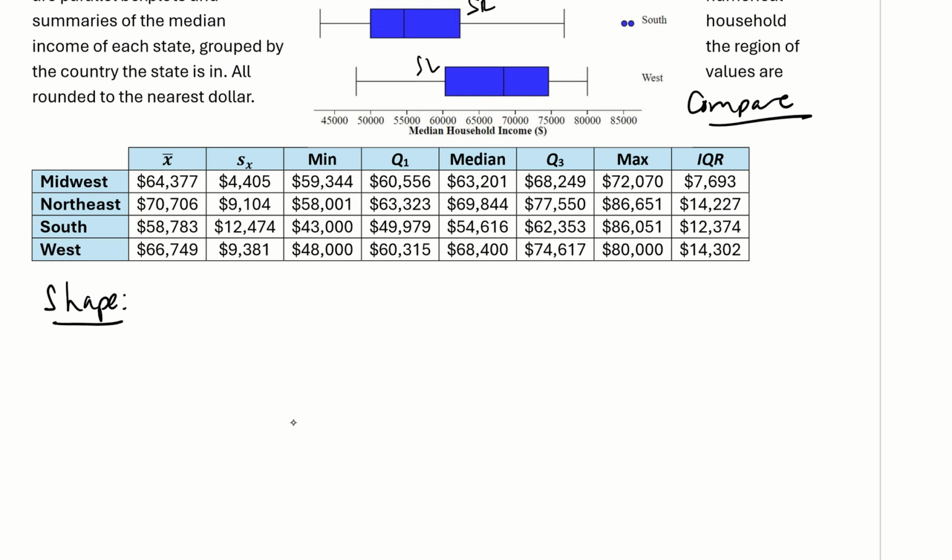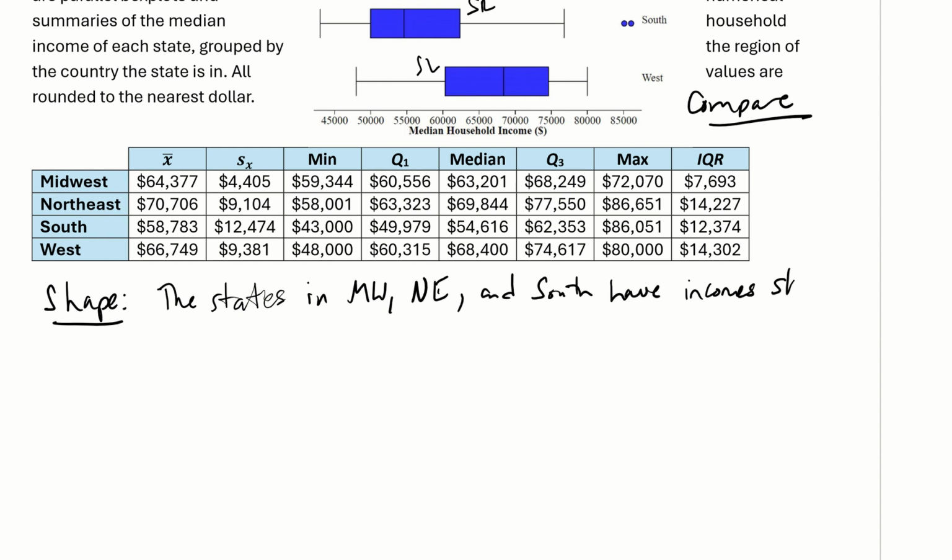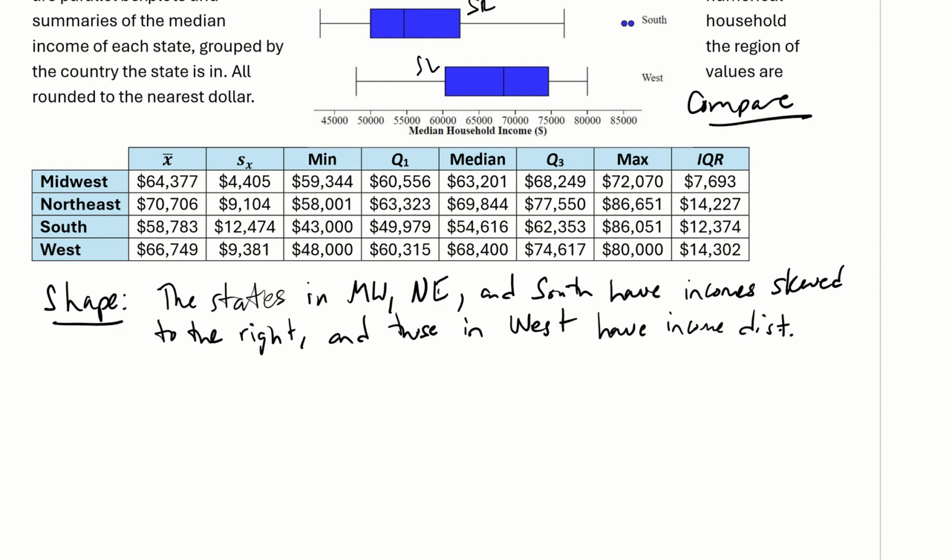Okay, so we're gonna say the states in the Midwest, Northeast, and South have incomes skewed to the right. And those in the West have income distribution skewed to the left.